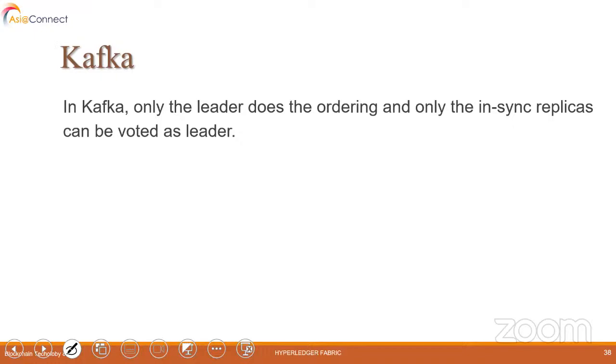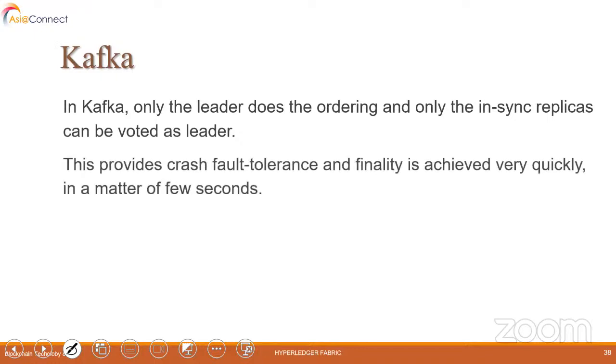What does that mean? There are 10 volunteers, as I said, having equal capacity, capabilities and efficiency. So these are in sync and all up and running. These 10 machines are up and running. Then one of them is voted as leader. So this provides crash fault tolerance.